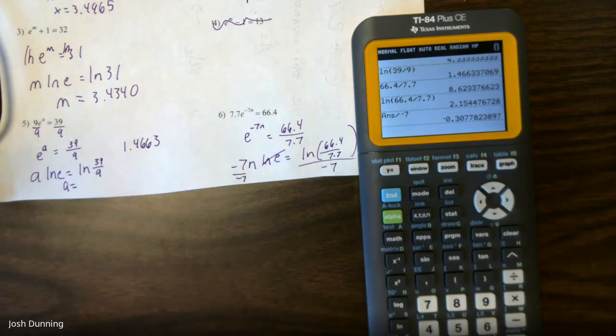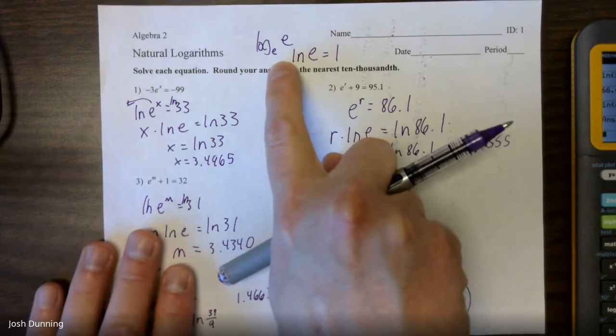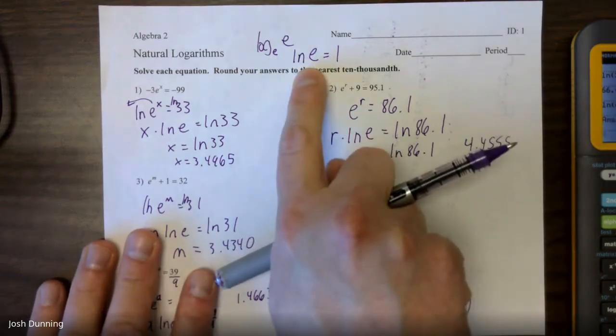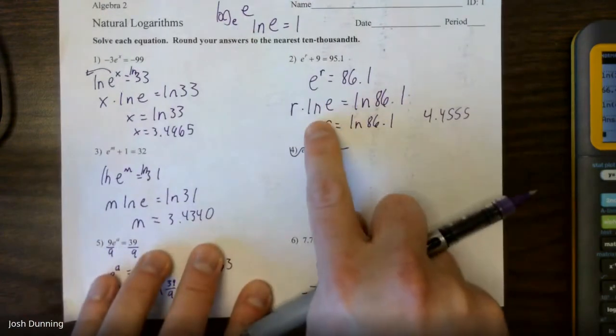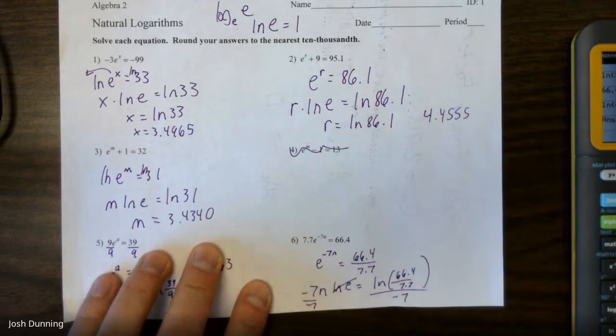Just remember, when you see e, use ln. And ln is just a logarithm with a base e. So it works the same as what we've done, just with a different letter. And ln of e is 1. So basically, you don't use it anymore. It's just gone because 1 times r is r, or whatever the problem says.